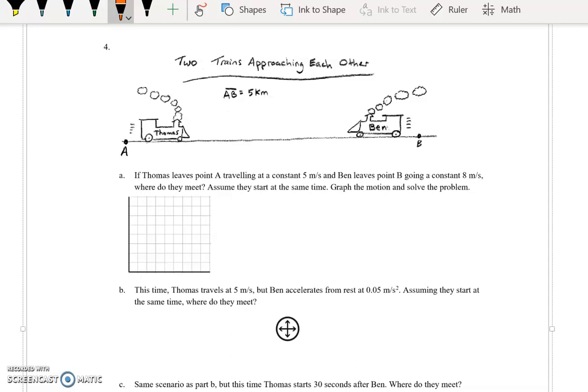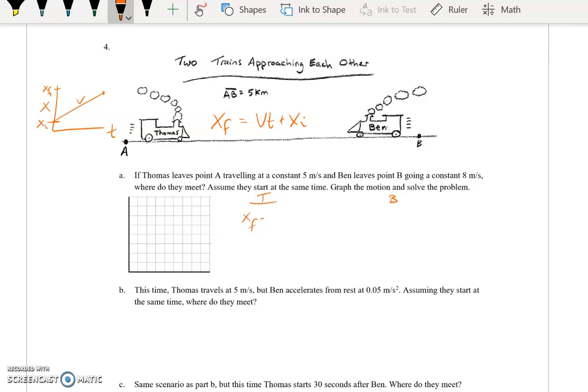So remember, for these problems, we've got xf equals vt plus xi. This is really just the equation of a line when you have a position time graph, where your y-intercept is xi, the slope is velocity, your x-axis is time, and your final position is the other y point at the end. So you do that for both trains, for Thomas and for Ben.